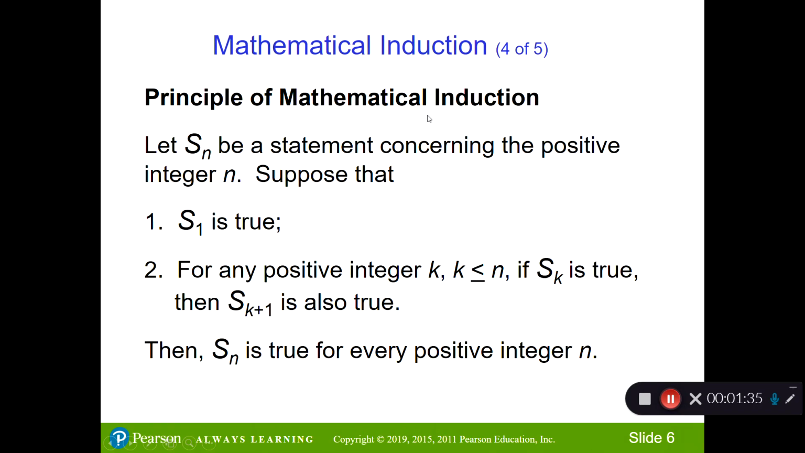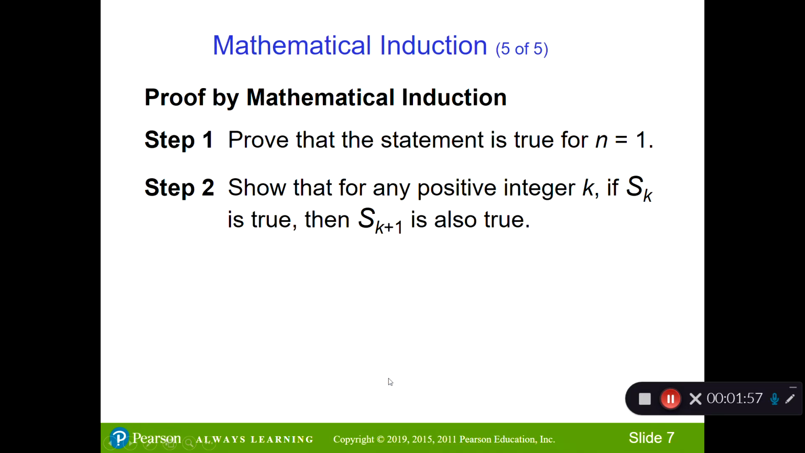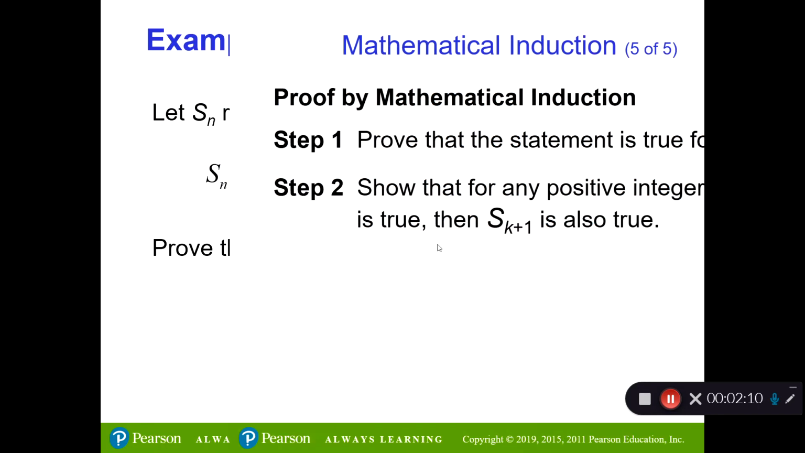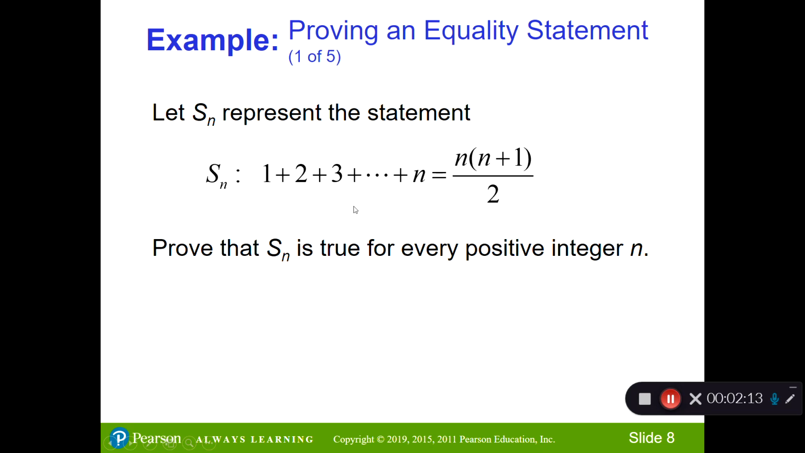The principle of mathematical induction says, establish that it's true for your first case where n is equal to 1, and then prove that if we assume it's true for any random value k, then the next one, k plus 1, must also be true. Okay, that shows that it's going to be true for everything. So, our proof by mathematical induction, step 1, prove the statement's true for n equals 1. Then show that for any positive integer k, if S sub k is true, then S sub k plus 1 must also be true.